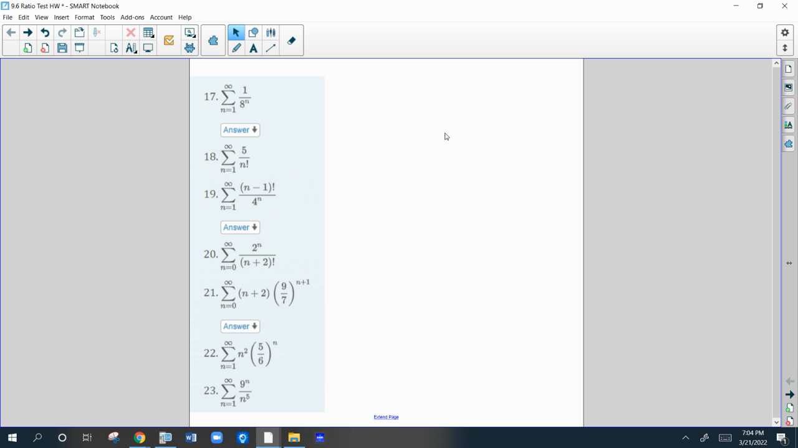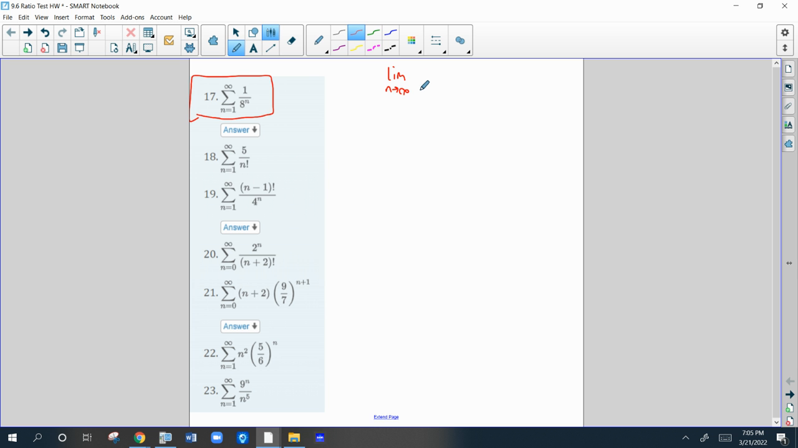Okay, so the ratio test says you're going to take the limit as n goes to infinity of the n plus first term over the nth term of the series. And if that turns out to be less than 1, then it absolutely converges. If it's greater than 1, then it diverges. And if it is 1, you're out of luck. You have to use another test. So we're going to look at 17 first.